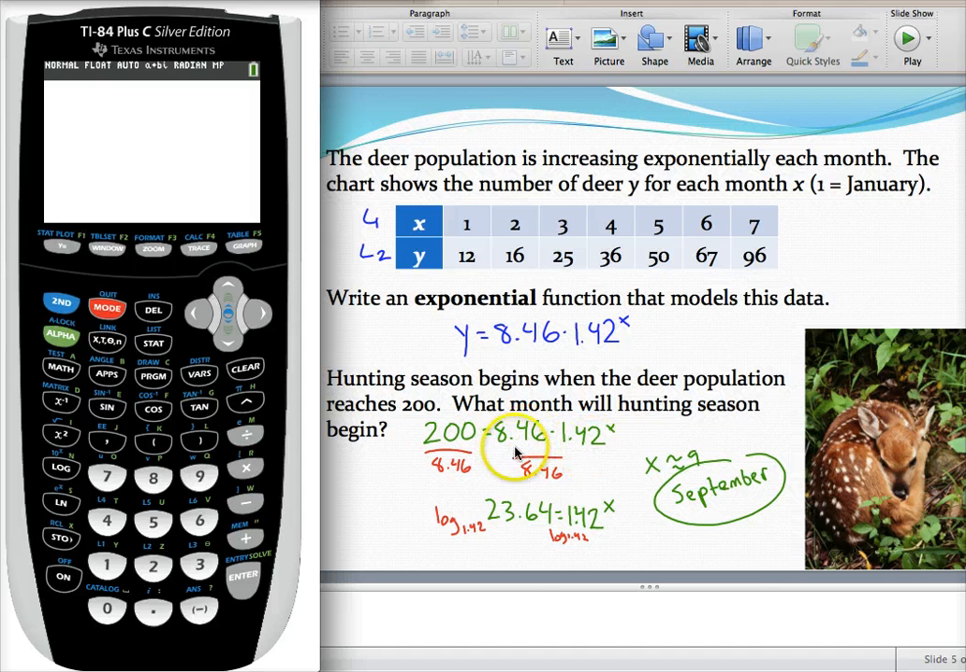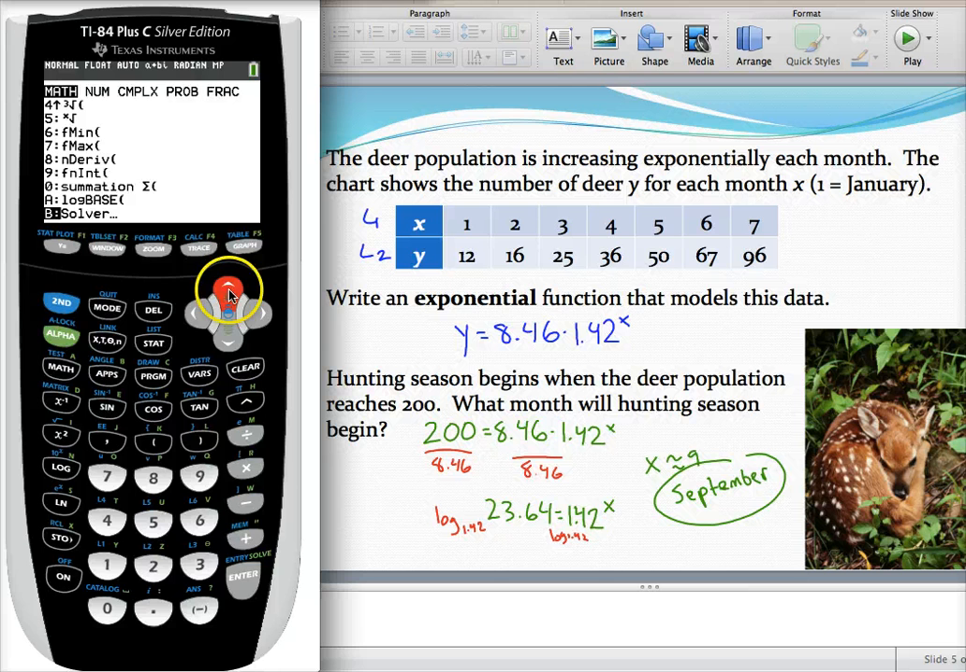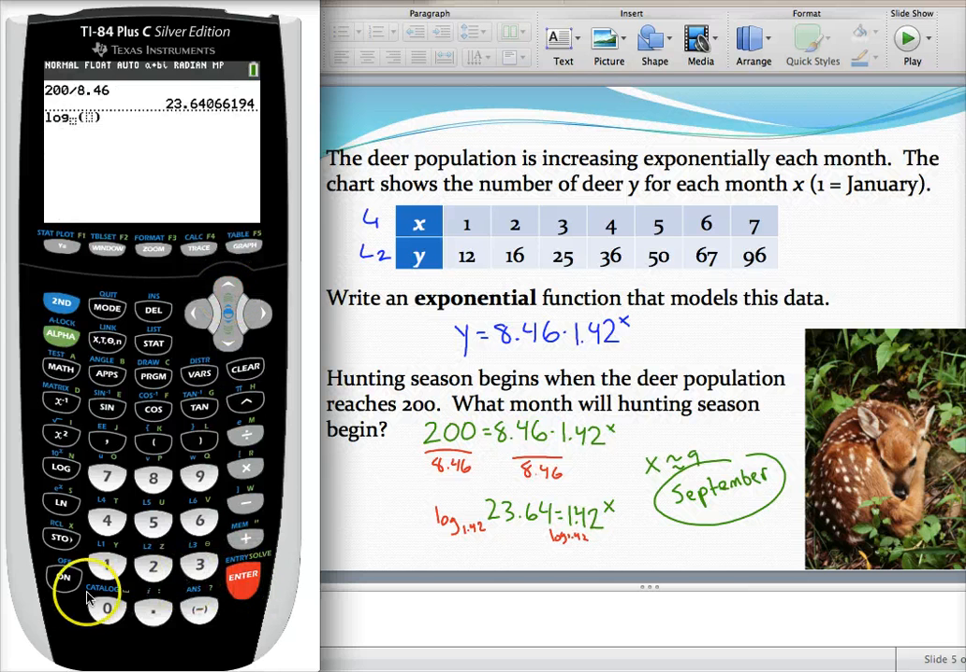So let's begin by dividing both sides by 8.46, so 200 divided by 8.46. That's where I got the 23.64 from. And then, as we've talked about, to get rid of a base, we need to do a logarithm. So I need to do the log base 1.42 to get rid of a base of 1.42. So you can do that a few different ways. If you have the log base button, which my calculator does have, I can go ahead and just use that. If not, we can use change of base. And if you need to see that in another video, go ahead and watch that other video.